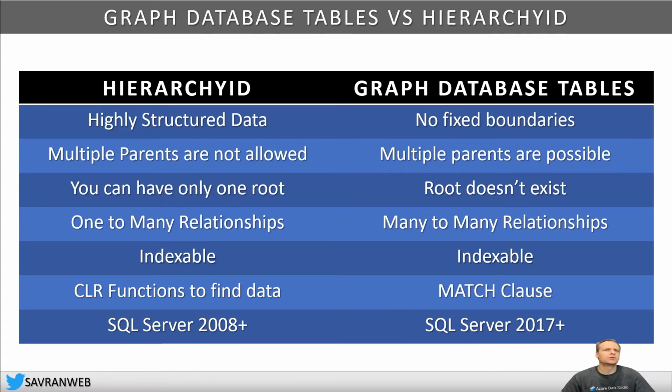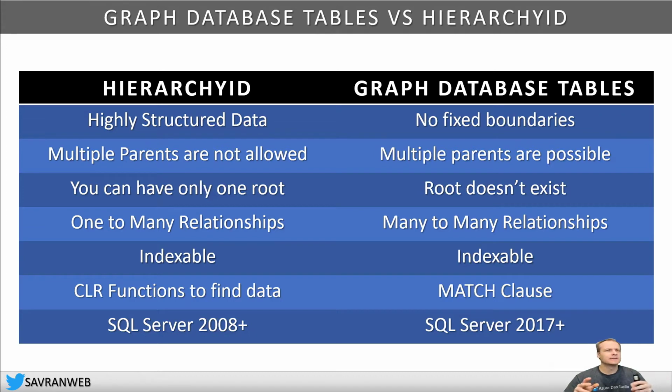In other words, if I try to explain that, think about your HR, right? You have a CEO on top, and it goes down from there. The CEO can have many managers under them. Each manager can have many supervisors, and each supervisor can have many employees. In graph database tables, we do not have fixed boundaries like that. For example, you can have a manager who reports to multiple managers. You might have multiple CEOs.